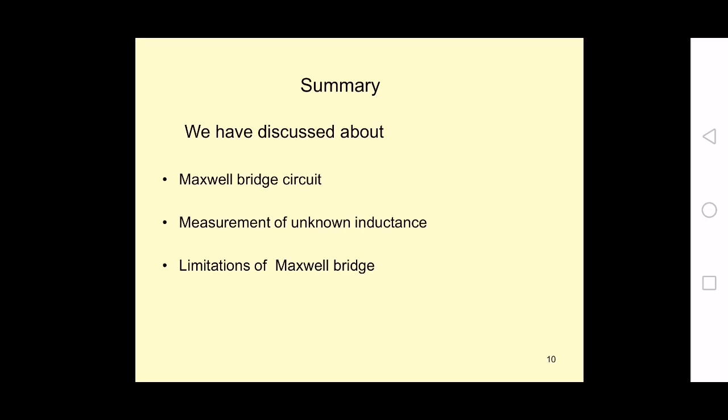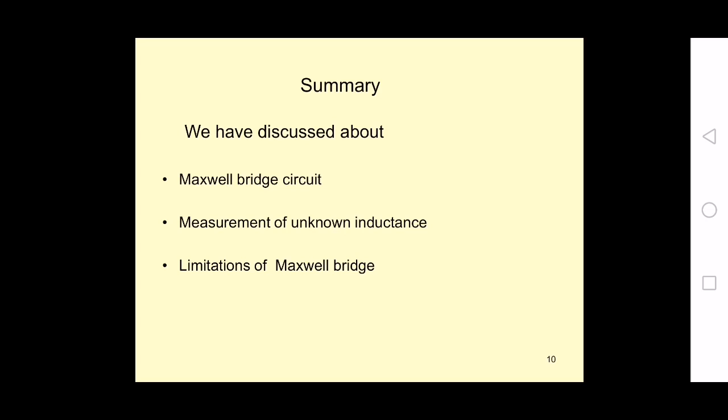Similarly, Lx will be equal to R2 into R3 into C1. Substituting the values, R2 is 5.1 K into R3 is 100 K, C1 is 0.01 microfarads. Then you are getting 5.1 Henry. Your Lx is 5.1 Henries.